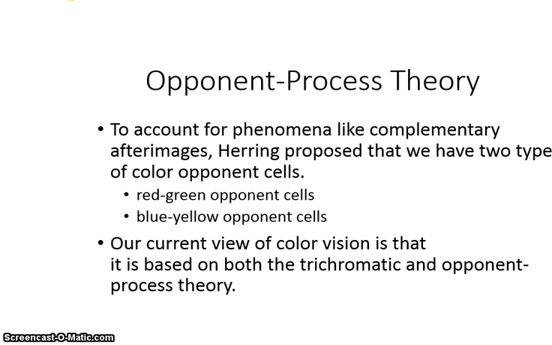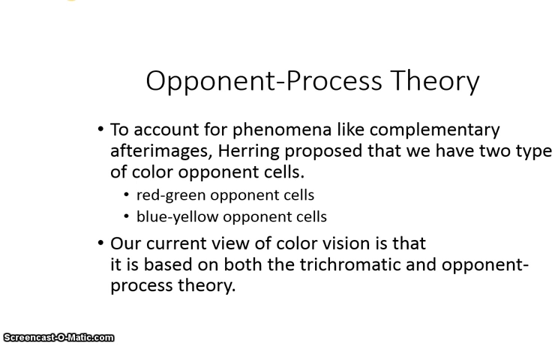So how do we account for this? The opponent process theory states that there are 2 additional color processes. One is responsible for red versus green perception, one for yellow versus blue, plus a third for black versus white. Subsequent research has confirmed that after leaving the receptor cells, visual information is analyzed in terms of the opponent colors red and green, blue and yellow, and black and white.